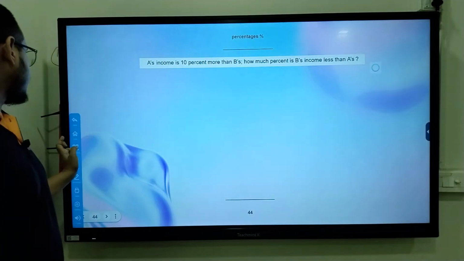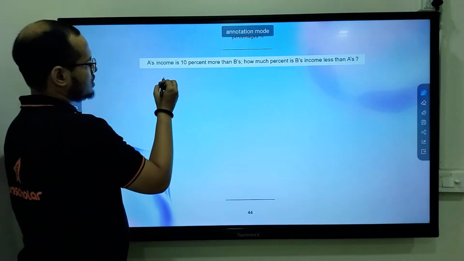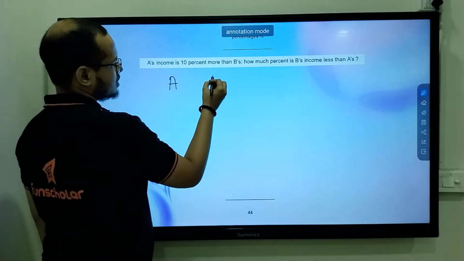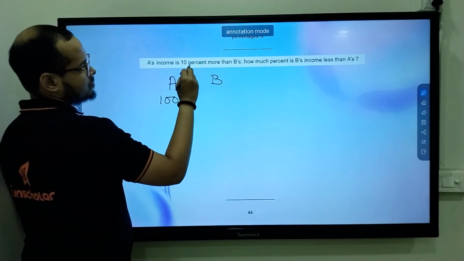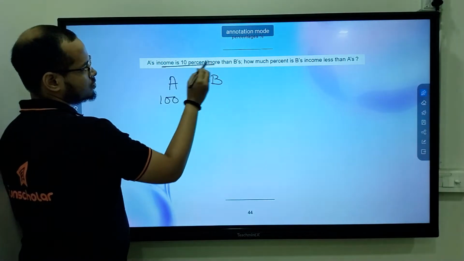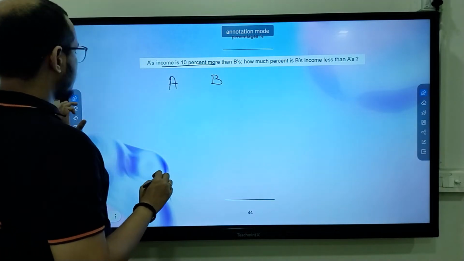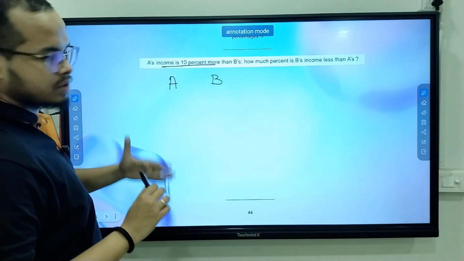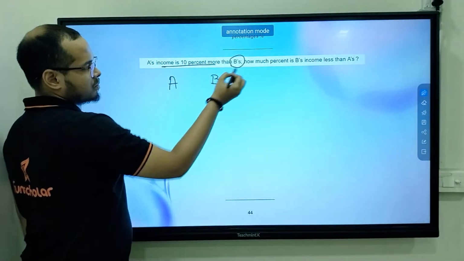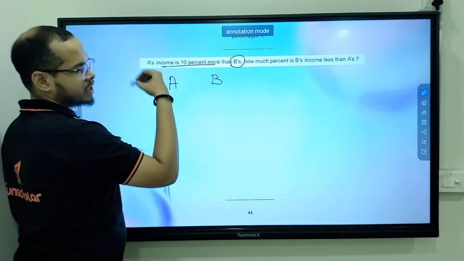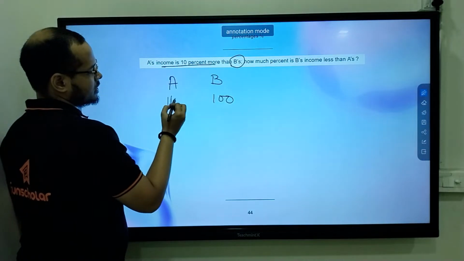A's income is 10% more than B. See, A and B. First, we'll always take into account the smallest one. As we can see from the question, B is less than A, that is the reason why A's income is 10% more than B. So if B is 100, A is 10% more, so 110.